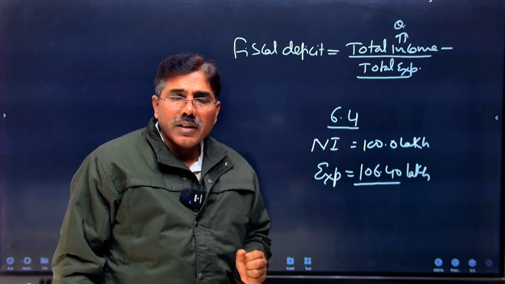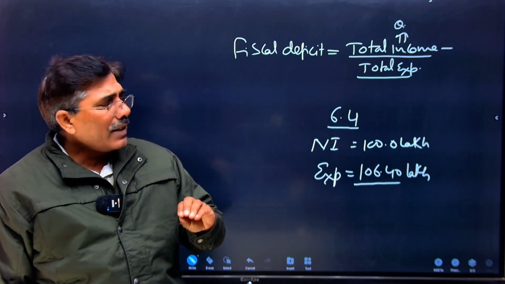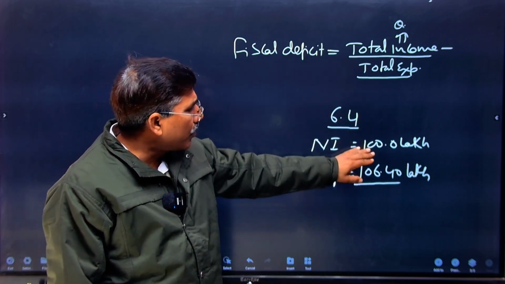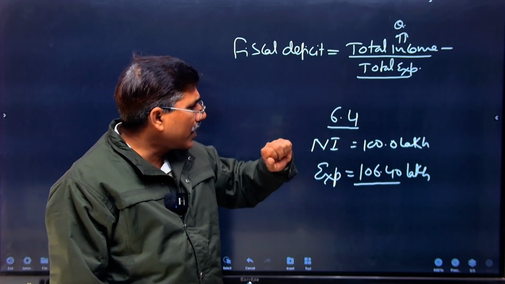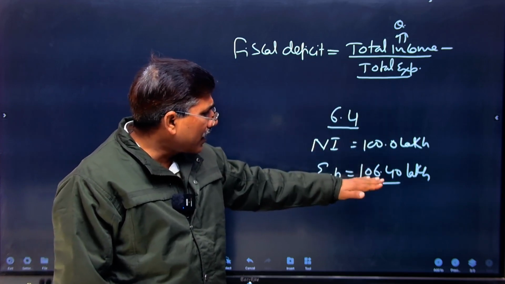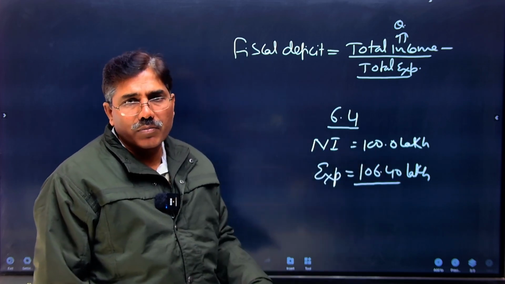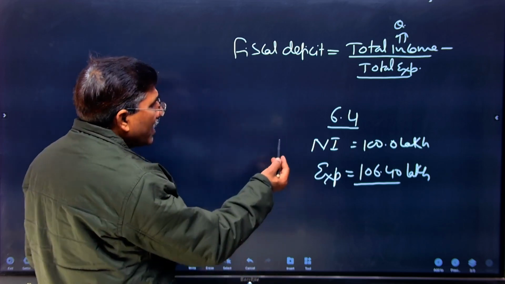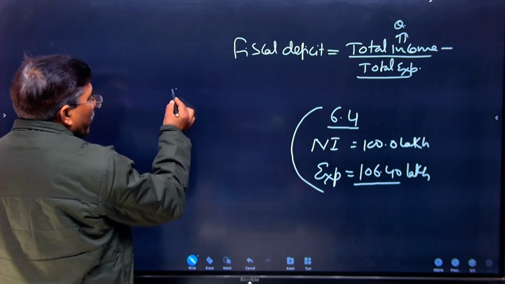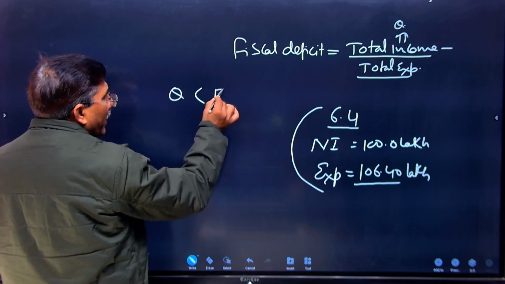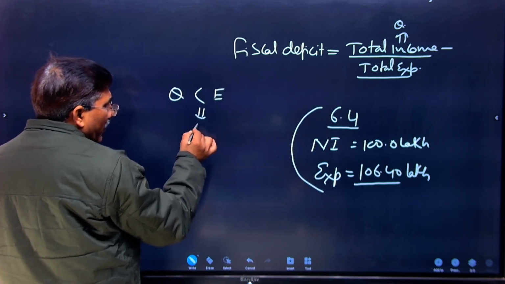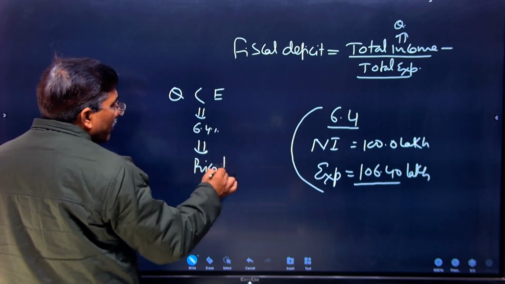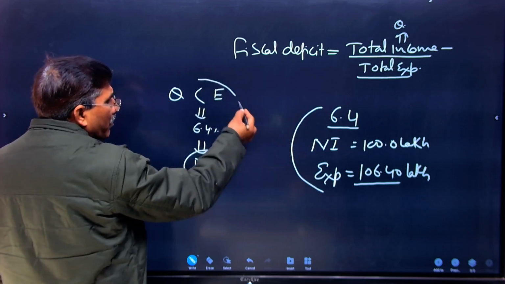The second point you have to understand to easily grasp the concept of fiscal deficit: we are producing 100 lakh crore rupees of goods and services, and our expenditure is 106.40 lakh crore rupees. What will this extra expenditure in the economy do? It will increase the general price level, because we are producing less and spending more, and this difference is 6.4% of GDP. Because of it, the general price level will begin to increase.